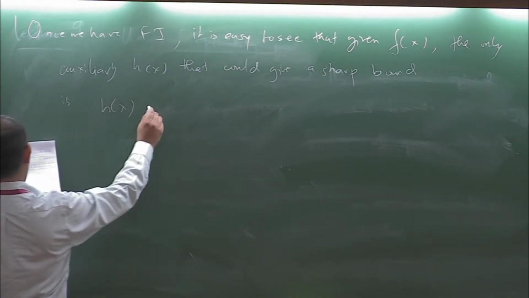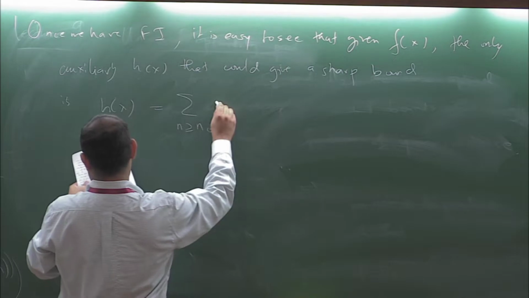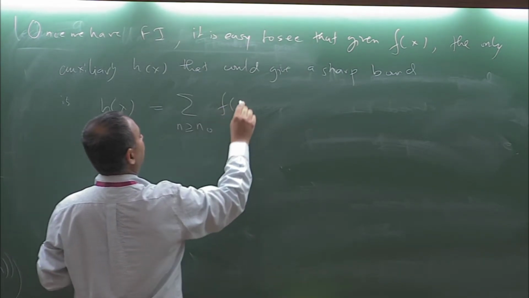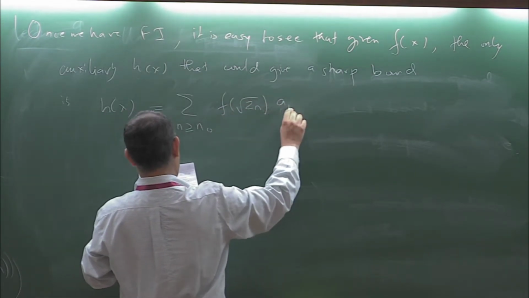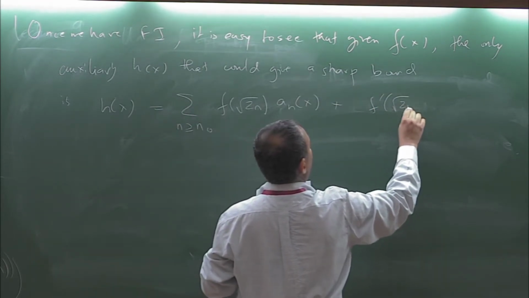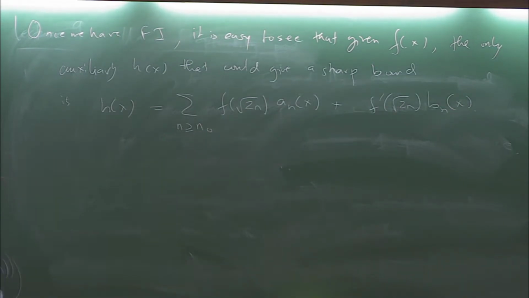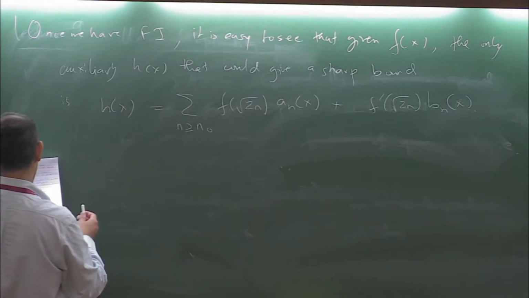So h of x has to be, there's no choice, the sum over n greater than or equal to n0 of f of the square root of 2n, an of x plus f prime of square root of 2n, bn of x. There's no choice. Okay, so that's the auxiliary function, and it will follow from the interpolation theorem that it interpolates correctly, so it gives you the right values and derivatives.